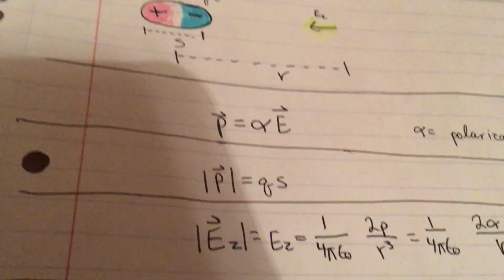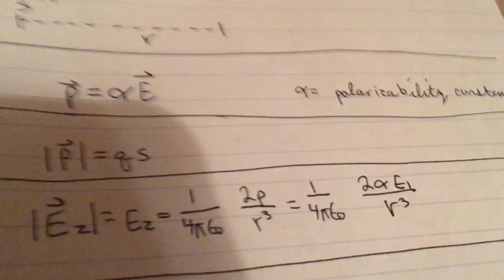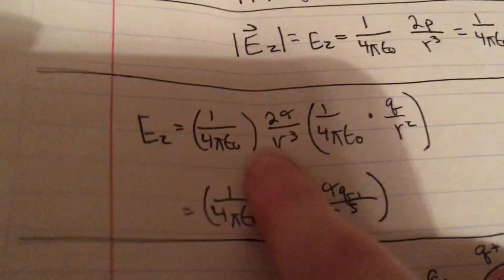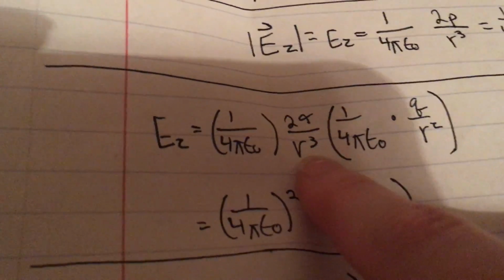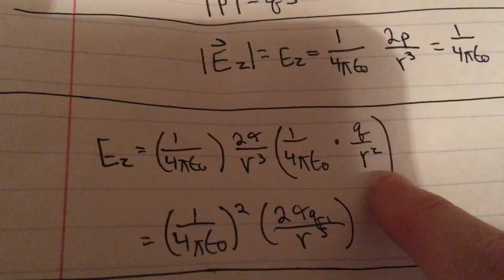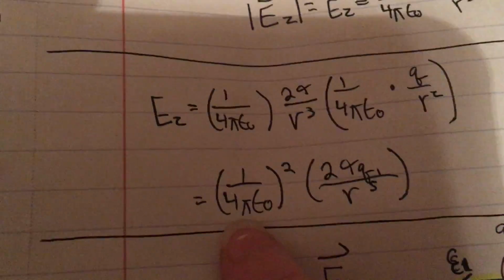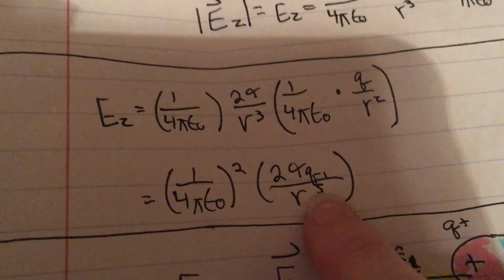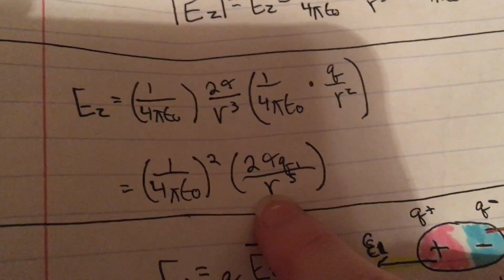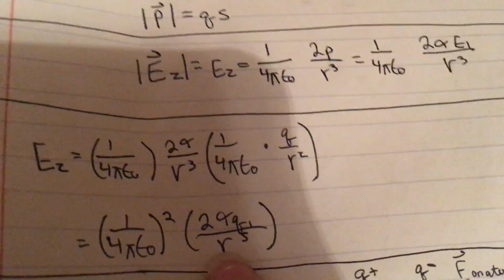Since we know the electric field of a point charge at the location of the dipole, we can now plug in our value for E1 right here to get 1 over 4 pi epsilon naught times 2 alpha over r cubed times our E1, which is 1 over 4 pi epsilon naught times q over r squared. We can group our values together and simplify a little bit. That gives us 1 over 4 pi epsilon naught squared times 2 alpha q over r to the 5th power.